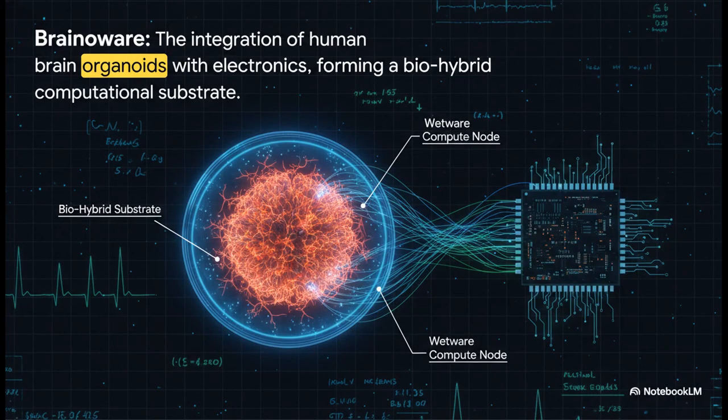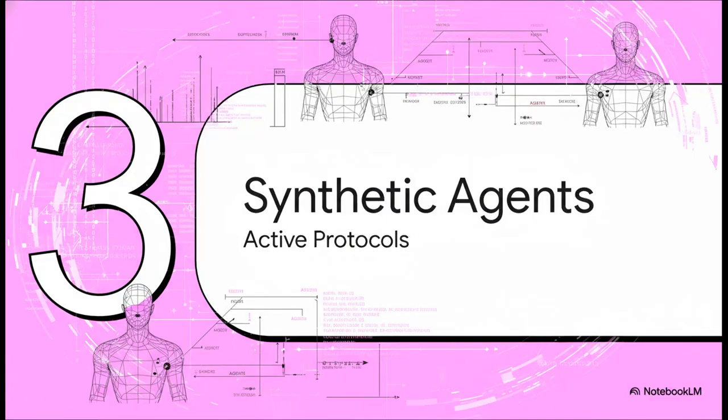And if fascia is the natural hardware, brain-aware is the engineered version. This is where we see the integration of human brain organoids with electronics. We're literally building a synthetic wetware, a biohybrid computational substrate. The goal here is to create something that has the same resonant capabilities as biological tissue, but it's designed for very specific, very targeted computational tasks. Okay, so we've covered the substrate.